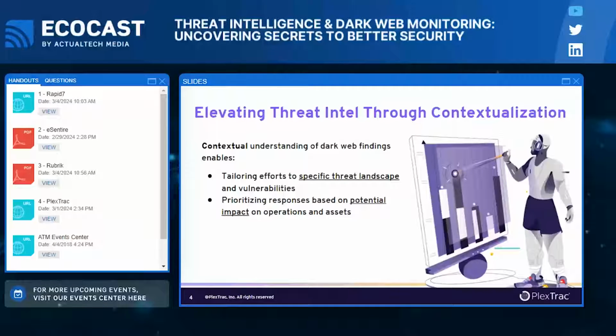Perfect. The next one is going to be the contextualization. So you need to understand, how does this threat relate to you? That's really, really key. Do you know what I mean? What are the efforts that you're going to apply to the specific threat landscape that you're looking at? And what are the vulnerabilities that you're most worried about? And how do they prioritize based on you as well?